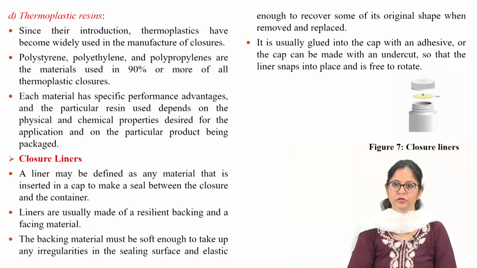The liners are usually made of a resilient backing and a facing material. The backing material must be soft enough to take up any irregularities in the sealing surface and elastic enough to recover its original shape when removed and replaced. It is usually glued into the cap with an adhesive, or the cap can be made with an undercut so that the liner snaps into place and is free to rotate.